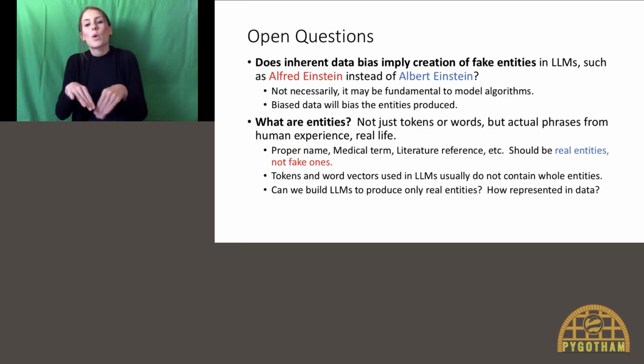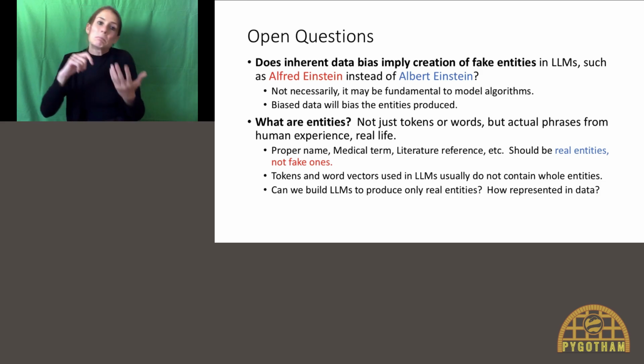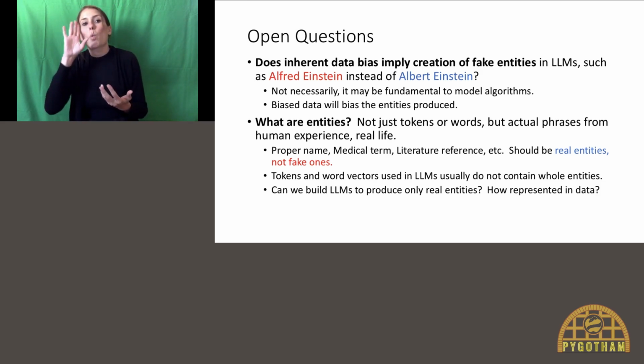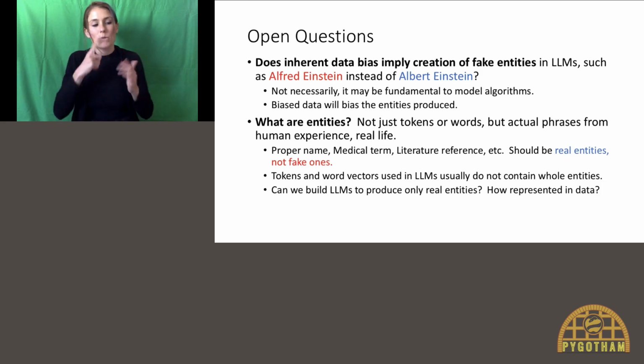Now, there are some open questions. Does inherent data bias imply creation of fake entities in LLMs, such as Alfred Einstein instead of Albert Einstein? Not necessarily. It may be fundamental to the model algorithms themselves. However, biased data will bias the entities that are produced. And what are entities? Not just tokens or words, but actual phrases from human experience in real life. Proper names, medical terms, literature references, those should all be real entities. Now, the tokens and word vectors used in LLMs and transformers usually do not contain whole entities. So can we build LLMs to produce only real entities? And how would that be represented in the data?